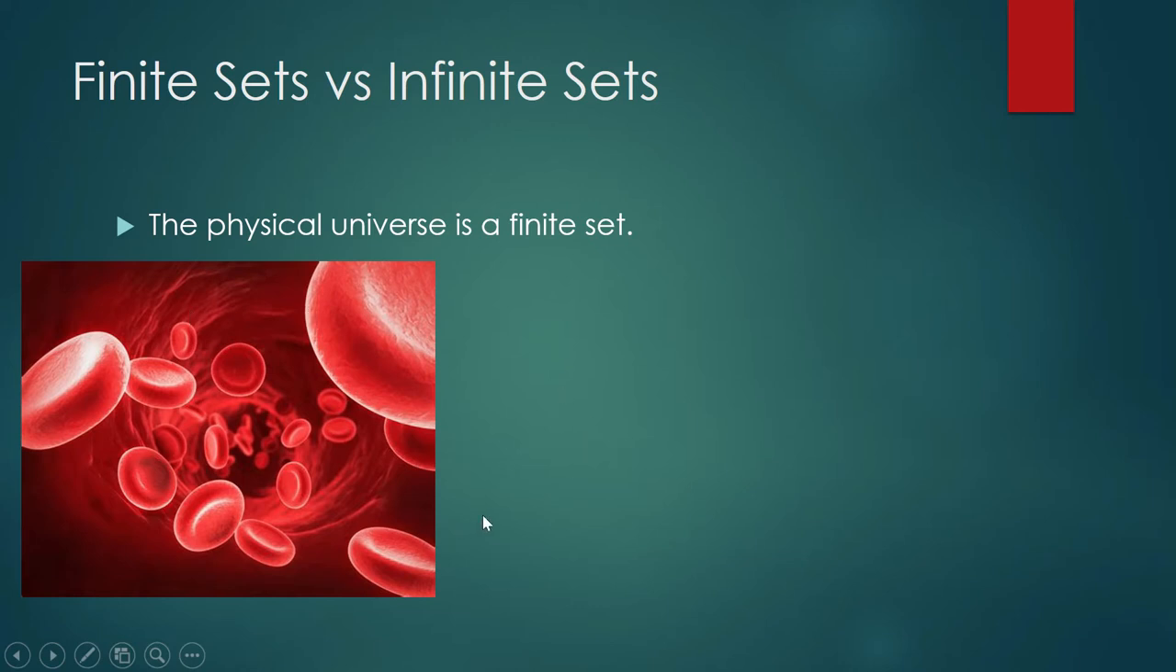And I'll show you how to count, for example, the number of red blood cells in your blood. In math, counting is how you count the number of elements in a set. In science, the analog for counting is measurement. So we can measure the quantity of red blood cells in your blood.